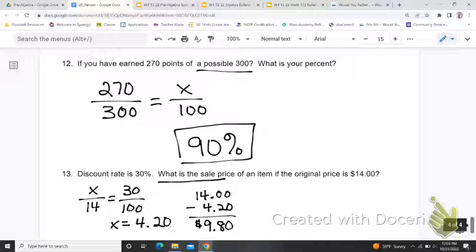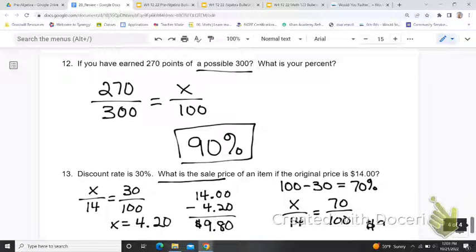So $9.80. I could also think in my head, if the discount is 30%, then I'm paying the other 70%. And then do x over 14 is 70 over 100. And then from that proportion, I get $9.80. By no means do you need to do it both ways. Just showing you that there's more than one way to get there.